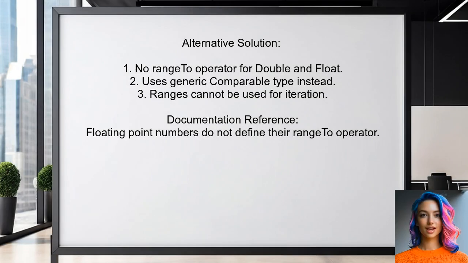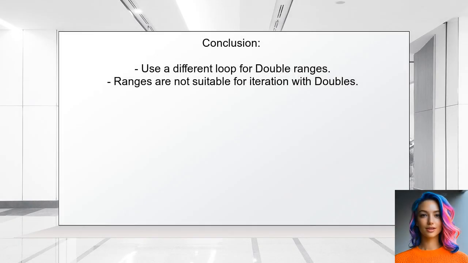According to another user, the Kotlin documentation states that floating point numbers like double and float do not have a range to operator defined. Instead, they use a generic comparable type for ranges. However, the range returned by this function cannot be used for iteration. Therefore, to work with double ranges, you'll need to use a different kind of loop instead of relying on ranges.